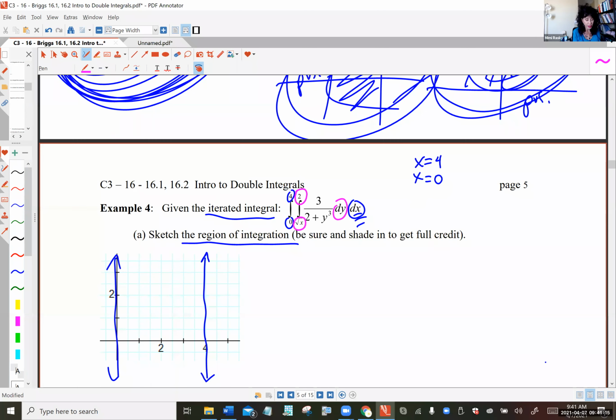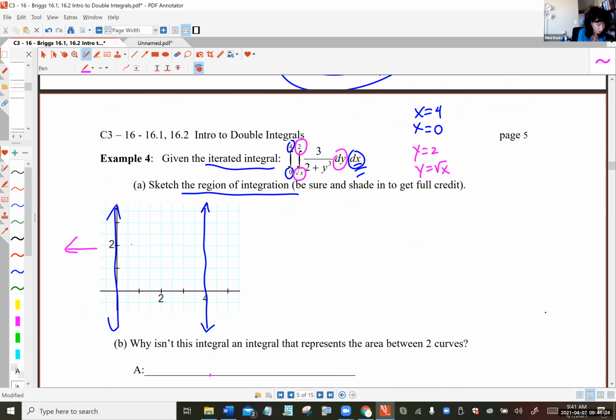I have those two limits. So I write down y equals 2 and y equals square root of x. And I graph those two guys. Okay, y equals 2, horizontal line intersecting the y-axis at 2. Y equals square root of x. Looks something like that. No credit if you just graph this. Zero credit. You have to shade in the region for me.